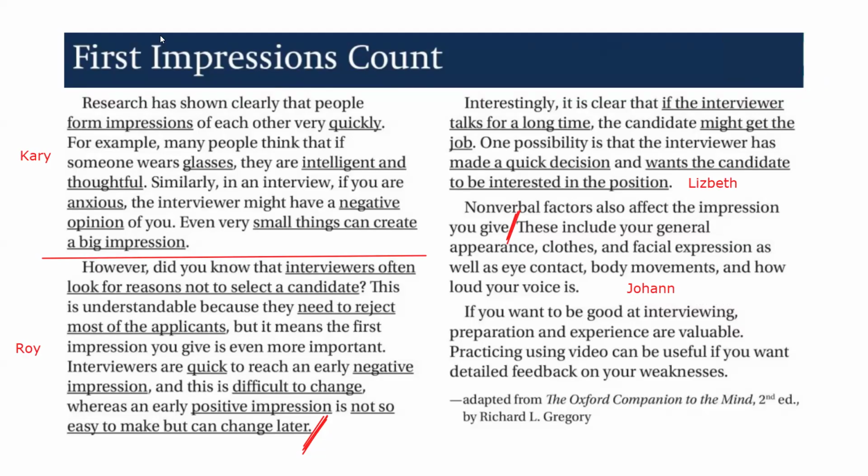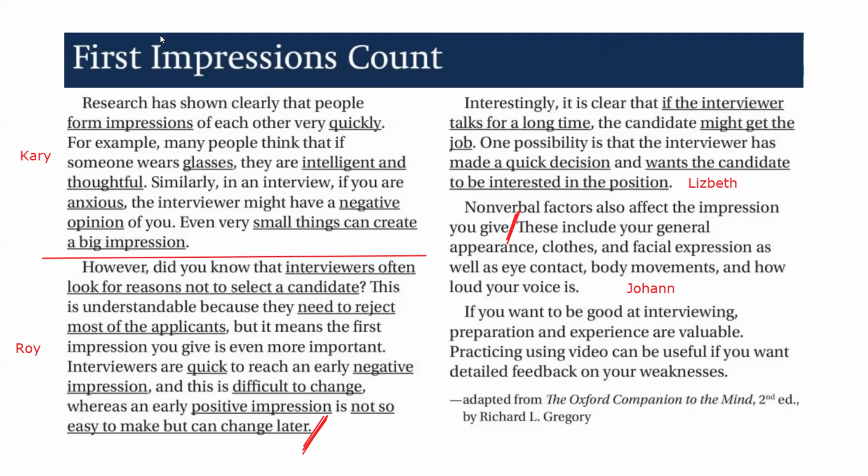Research has located that people form an impression of each other very quickly. For example, many people think that if someone wears glasses, they are intelligent and thoughtful. Similarly, in an interview, if you are anxious, the interviewer may have a negative opinion of you. Even very small things can create a big impression. Thank you.